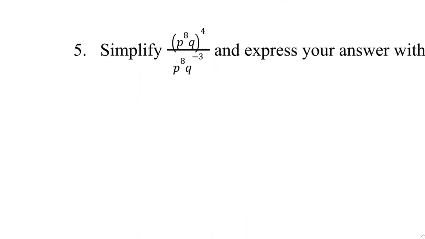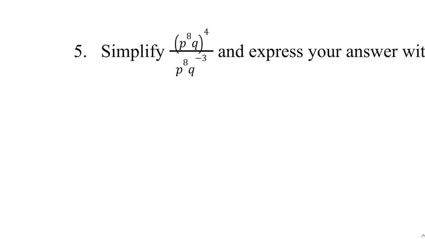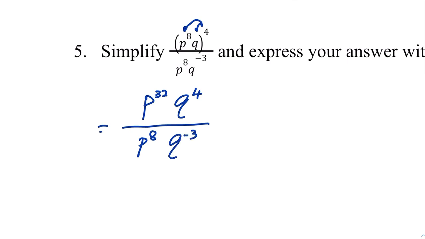Okay, this one. Any bracket? Yes, you put it inside first. 8 times 4, 32. Q, 4. P8, Q, negative 3. Remember to write Q nicely, because some students make it look like 9, number 9. If you do that, and if I read it as number 9, I'm not going to give you mark. Okay.